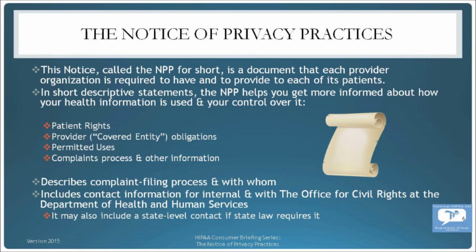Now it describes this process and what happens in it. Gives you names, addresses, and phone numbers. It also includes all of the information necessary to contact people at the Office for Civil Rights in the Department of Health and Human Services in Washington, D.C. In some states, there may be an office usually connected with the state government for consumer rights protection, and they may want you to file a complaint there if you so desire.